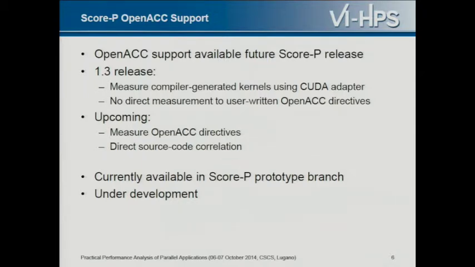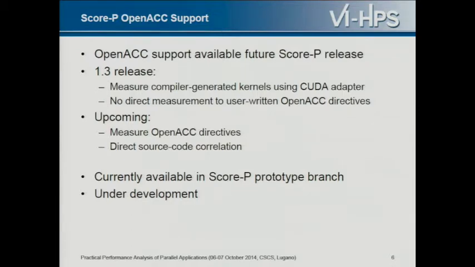However, in the upcoming release of Score-P, or in the future release of Score-P, we will be able to measure those OpenACC directives directly using a tools interface. So it will give you, like for OpenMP, a new function in your trace that says, this is my OpenACC parallel do directive, which allows direct source code correlation. It's currently available as a Score-P prototype. I don't think it's a public prototype, but I'm pretty sure people can get this for testing, but it's not in a very stable state yet.